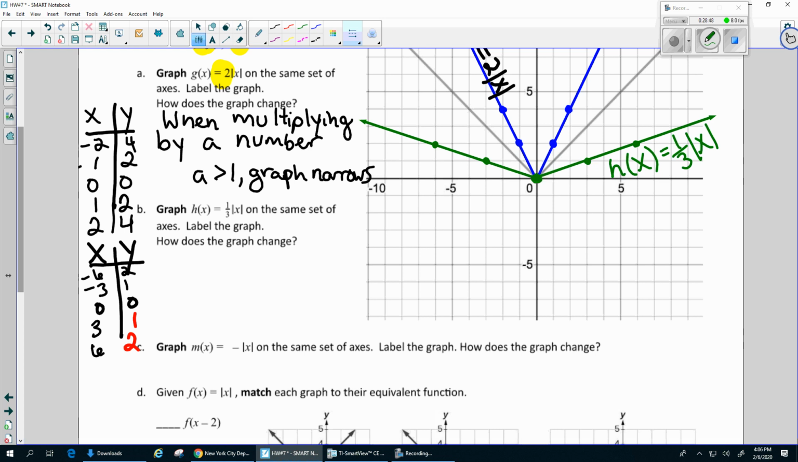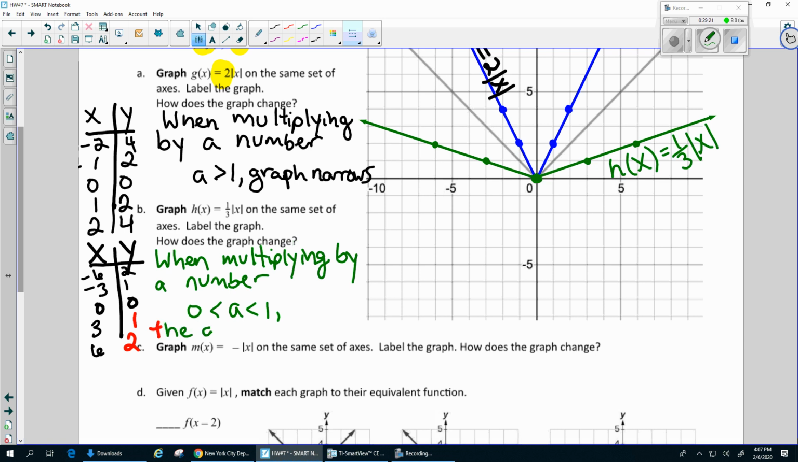So how does the graph change? Well, when multiplying by a number such that a is between 0 and 1, how does the graph change? The graph widens.